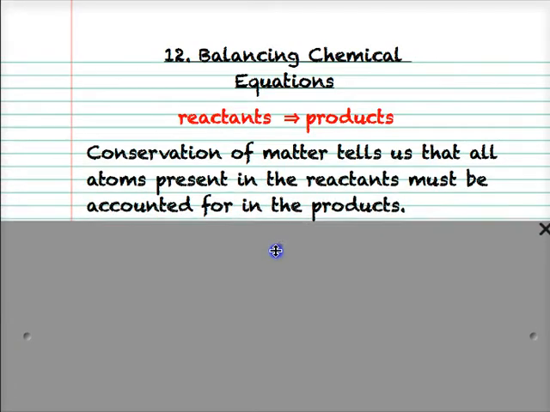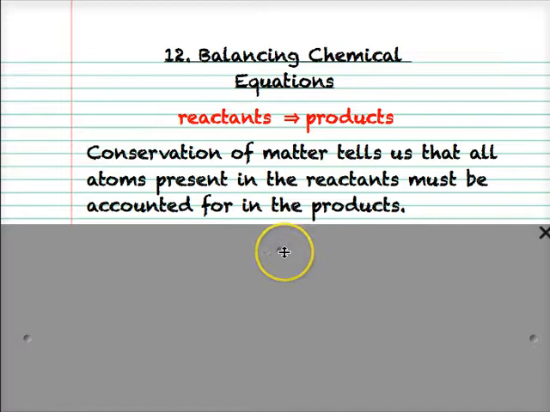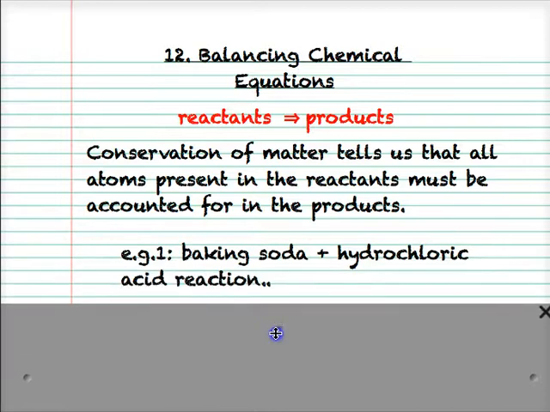Now, we did an experiment based around conservation of mass or conservation of matter, and that tells us that all the substances and all the atoms present in the reactants must be accounted for in the products. If we have 10 grams of reactants, we're going to have 10 grams of products. So all the atoms are accounted for. So when we're looking at balancing chemical equations, we've got to ensure that all atoms are present on both sides of the equation.